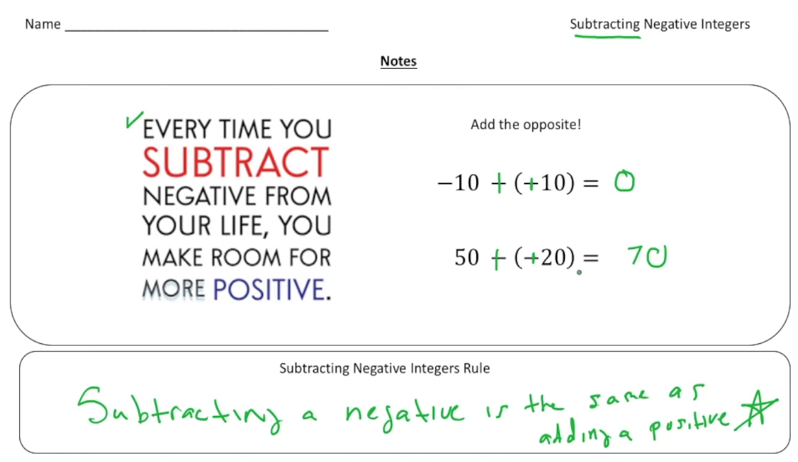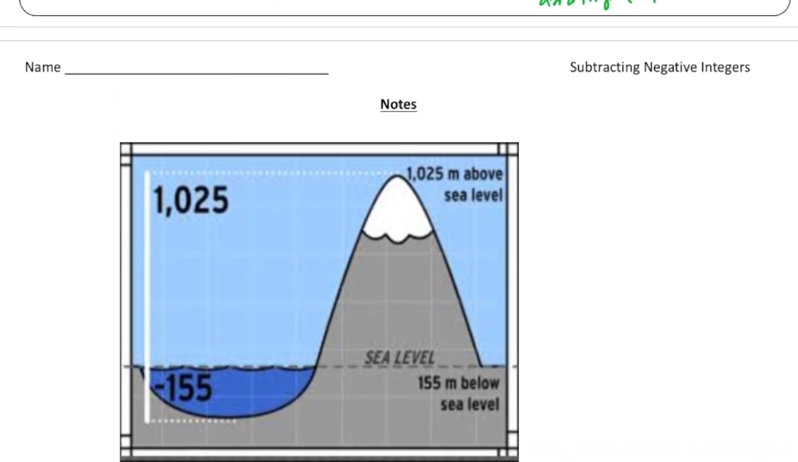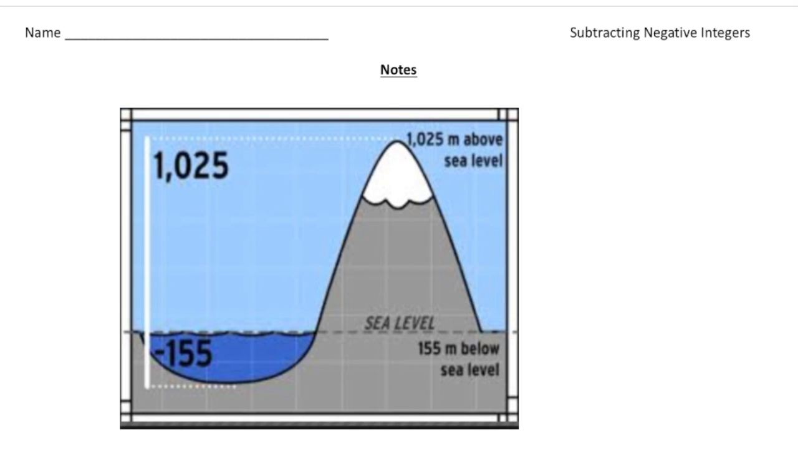All right? So if you turn the page, let's take a look at this mountain problem. And I want you to visualize what it looks like to subtract a negative. So I want you to imagine that you go up to the top of this mountain. So let's draw a little happy face here. So that's us, okay? And let's say you throw a rock from the top of the mountain and it goes all the way down to the bottom of the sea here. So the question is, how far does that rock travel?